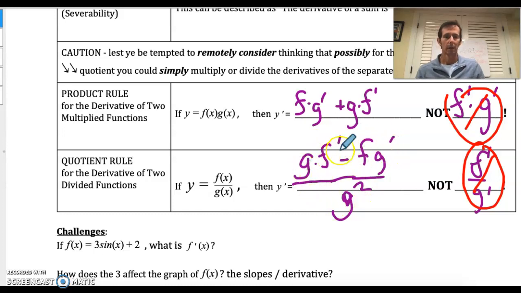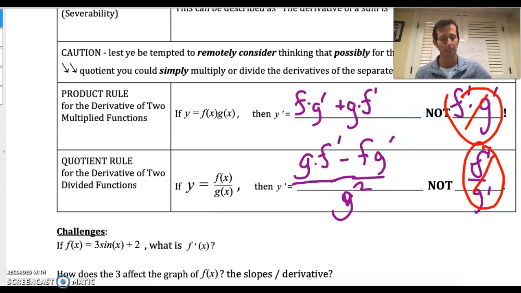Now, some people talk about this in terms of this is the function on the bottom, so it's lower, and this function on the top, so it's higher. So the little fun saying is low d high, so low times the derivative of the high one minus high d low, the high function times the derivative of the low function, all over low squared. So like a little song, low d high minus high d low, all over low squared. But these are the product and the quotient rules. Get to know them. You will need them.